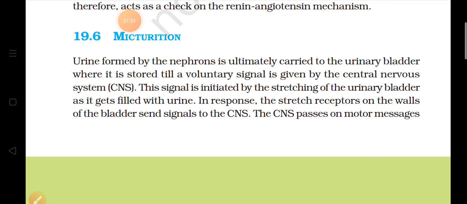A voluntary signal will go to the brain, to the CNS, and this signal will initiate a stretch on the urinary bladder as it gets filled with urine. When the bladder is full, a message goes to the brain. Who initiated this signal? Because stretch or pressure is coming on the bladder, in that response the stretch receptors on the walls of the bladder will send signals to the CNS.